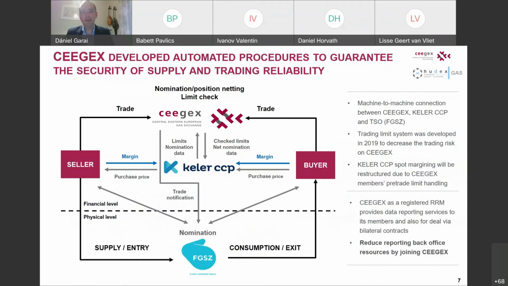A little bit about the clearing system. One of the big value added of an exchange, like I said, is the CCP behind, and the clearing behind. This is provided by Keler CCP. There is a machine-to-machine connection between CEEGEX, Keler CCP, and the TSO, which makes it more comfortable and automated for the traders, who basically don't have to deal with many of these data exchanges, because it's automatically done between the three participants here.